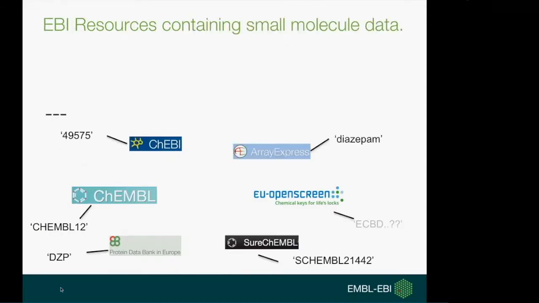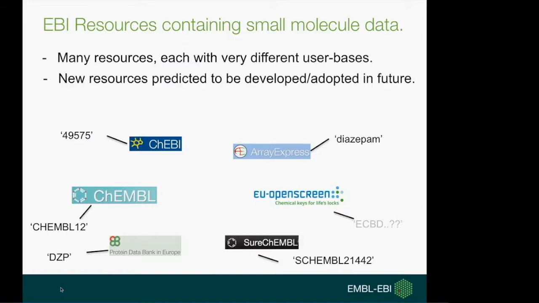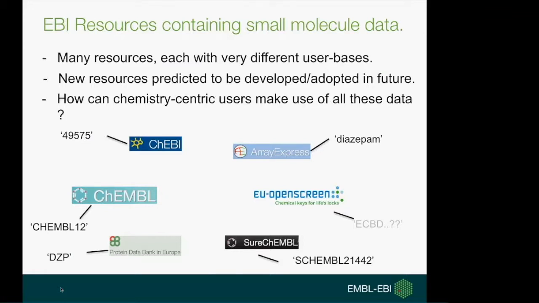Okay, so now briefly, why did we create UniChEM? What's it for? About 6 or 7 years ago, we realized that at the EBI we had many resources, all of which had small molecule information in them, but with very different user bases, and they were all being developed at different rates and in different ways. But we wanted chemists coming to the EBI to be able to find information in any of these resources.